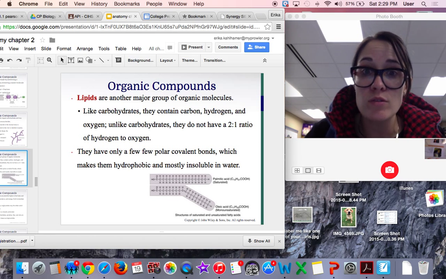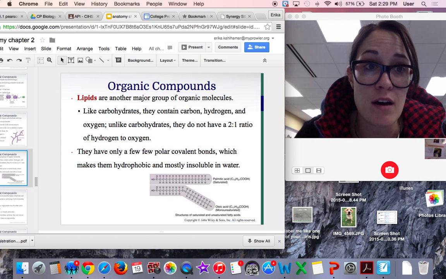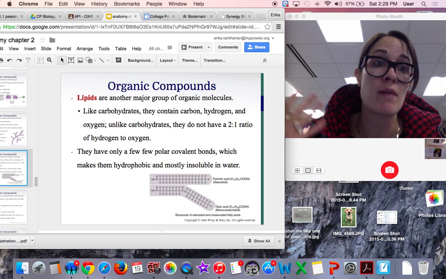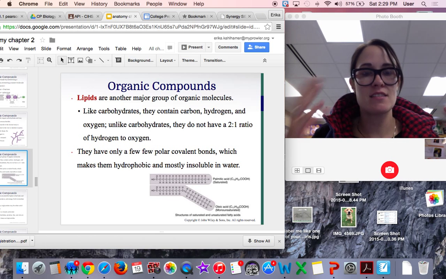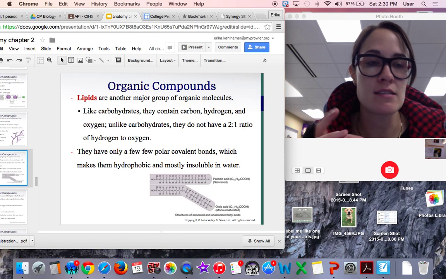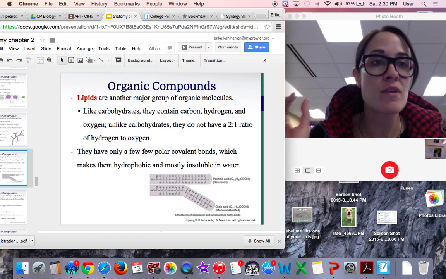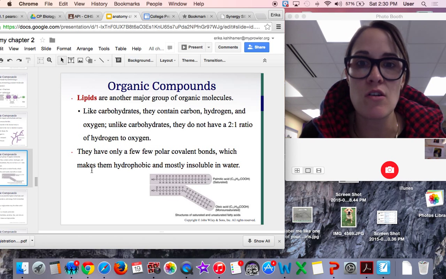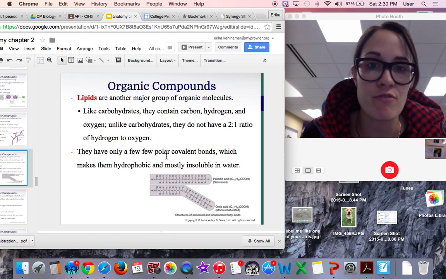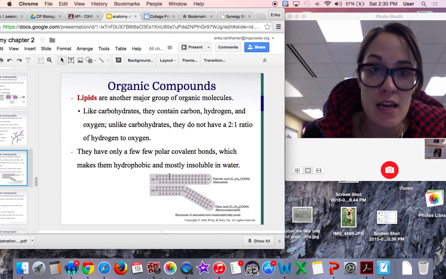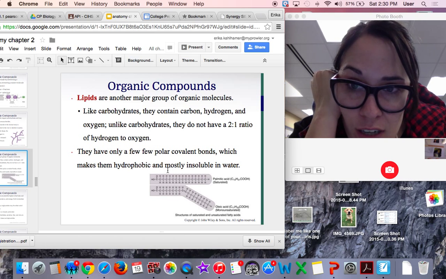They have only a few polar covalent bonds, and mostly nonpolar, which would make them hydrophobic. If you put water and some vegetable oil in a glass right now at home, you would see they would not mix. They would layer up on top of each other. Lipids don't mix well with water. They are hydrophobic, so they're insoluble, meaning they don't mix well with water. And here's an example of some lipids.